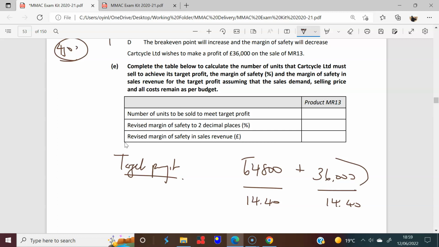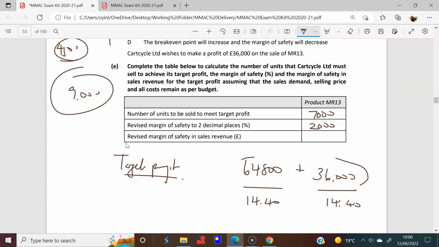64,800 plus 36,000 divided by £14.40, 7,000 units. So currently our aim is to sell 9,000 units, which means that our margin of safety, we can fall by 2,000 units. We can fall by 2,000 units before we hit this new target profit.